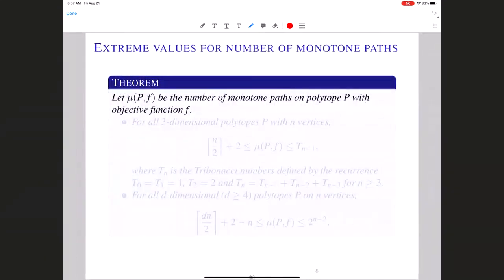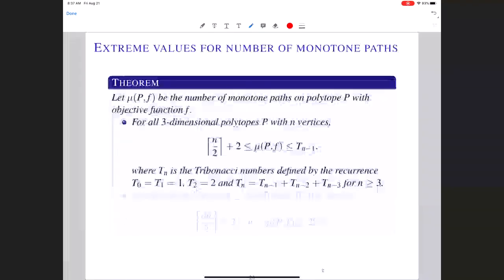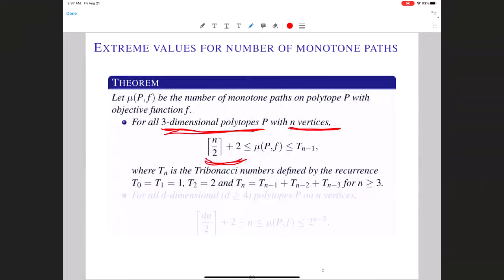Now I can use these types of ideas to bound how many monotone paths there are. And it turns out that the answer is beautiful too in dimension three. Again, this is the answer for three-dimensional polytopes with n vertices. So these are the bounds. The number of monotone paths that you can have on a three-dimensional polytope is at least this much, n over two essentially. And the upper bound is a beautiful number.